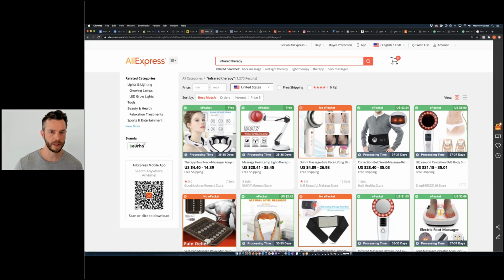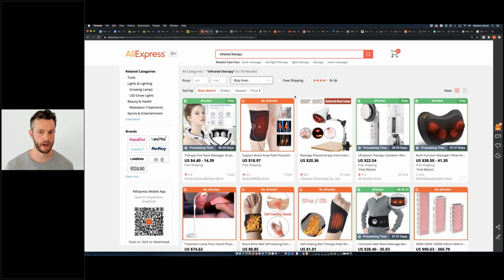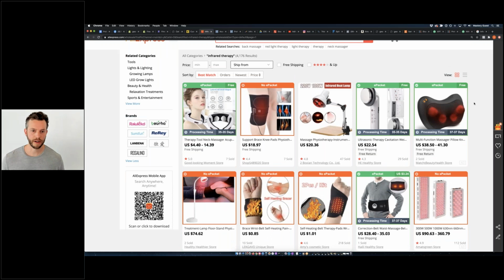But some of the things we like to do is when we go to AliExpress, and I'm just going to go back for the sake of numbers to ships from anywhere. So it'll give us the 4,000 products. And if you're trying to figure out, okay, Adrian, there's 4,000 products here in the infrared niche, what products are hitting the best right now? I mean, what works the best?